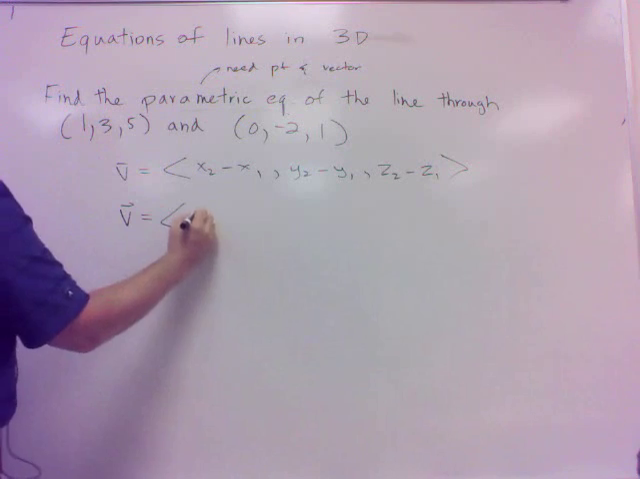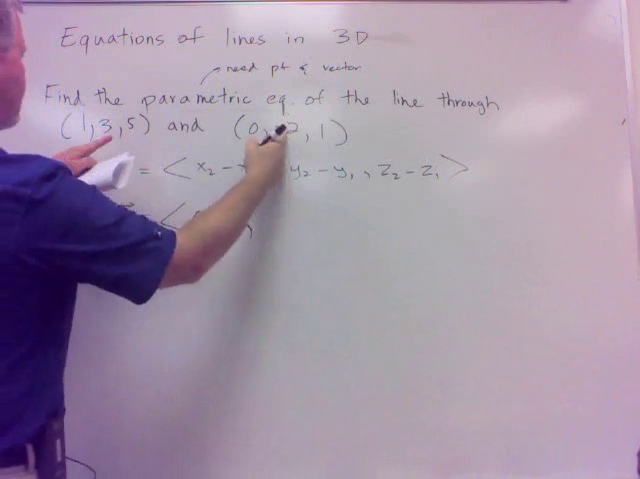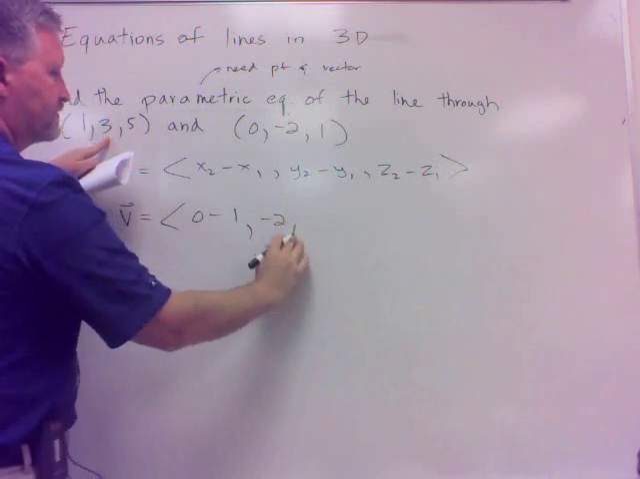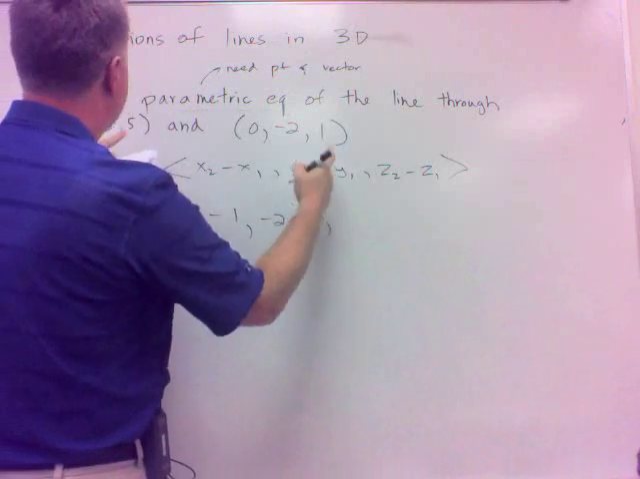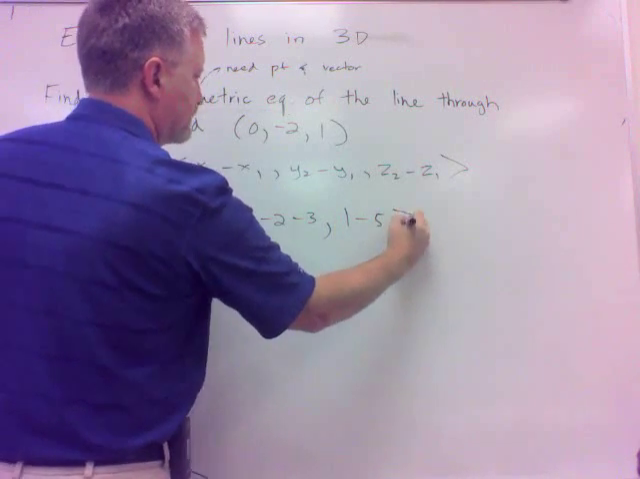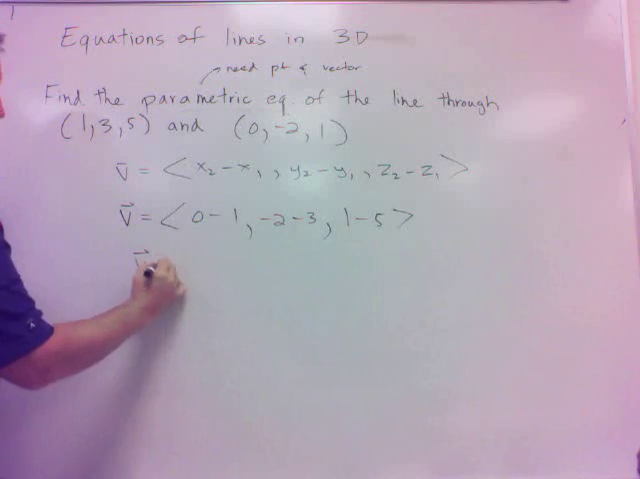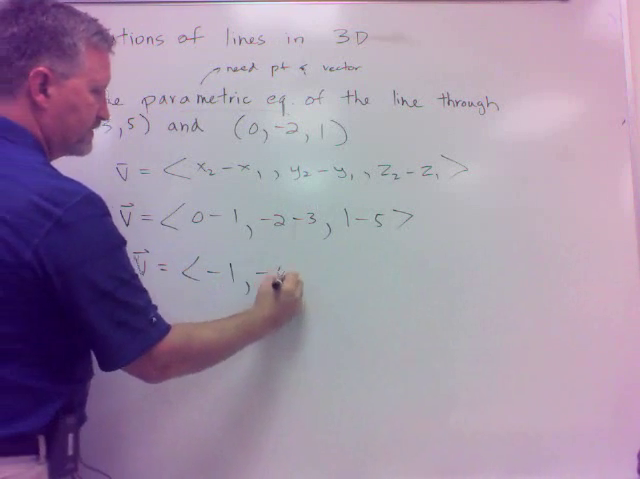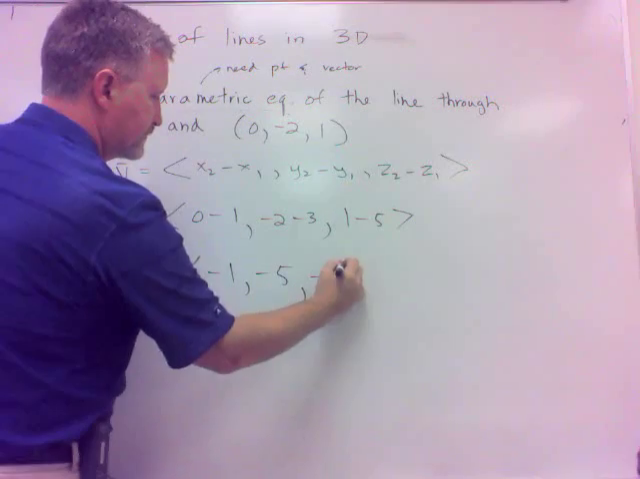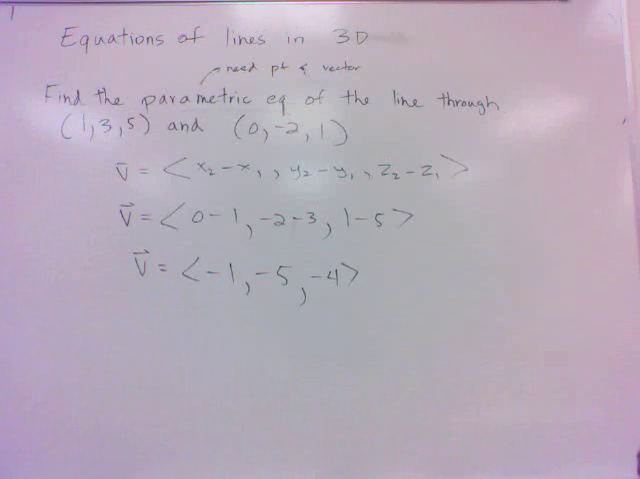All right, so what is v in this case going to be? 0 minus 1, negative 2 minus 3, 1 minus 5. And so that'll give us a nice little vector to work with here: negative 1, negative 5, negative 4.